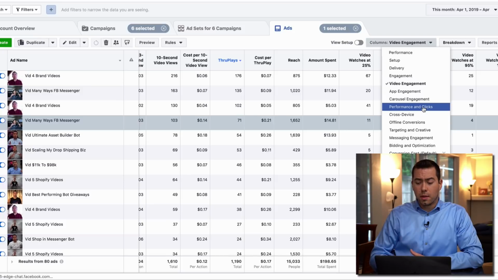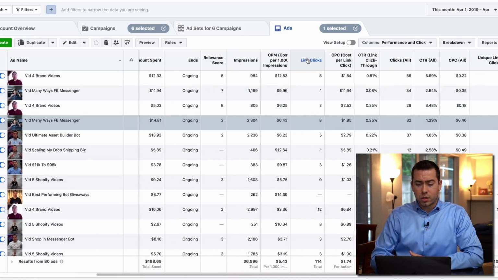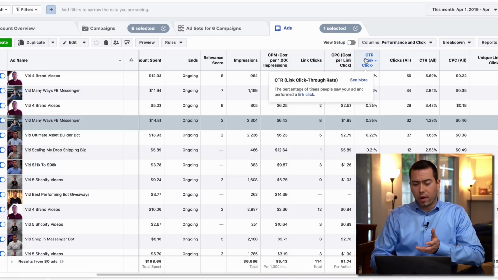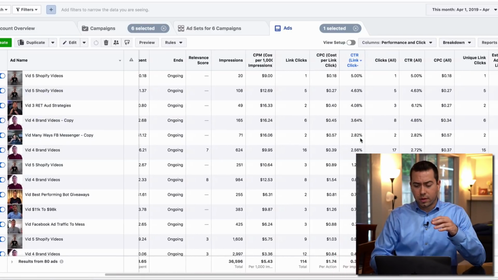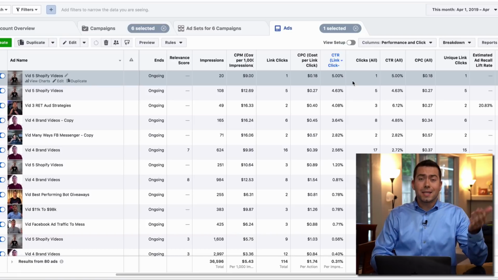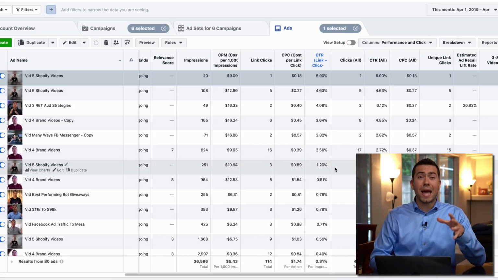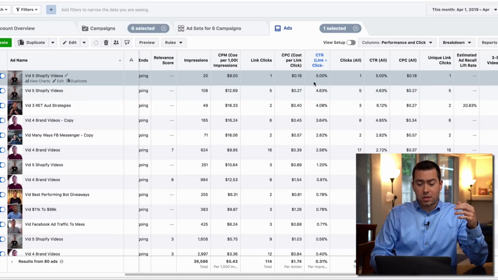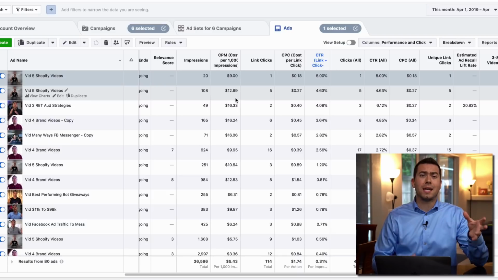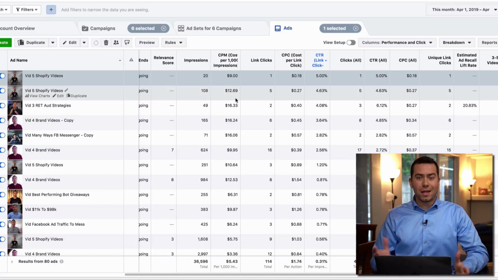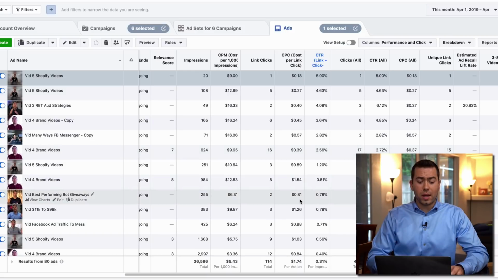Now, if we look at the actual performance and clicks, then let's just sort by click-through rate, because the spends are all different and all that kind of stuff. Now, obviously, the highest click-through rates are probably going to be from the traffic campaign objectives, but at least it will give us an idea of which ads have the highest click-through rate. Now, as you can see, this ad right here, Vid 5 Shopify videos, is a video where I talk about how if you're running an e-commerce store, then you need to have these 5 videos in your retargeting strategy and your ad strategy. So 5% click-through rate, 4.6% click-through rate, that's pretty decent.